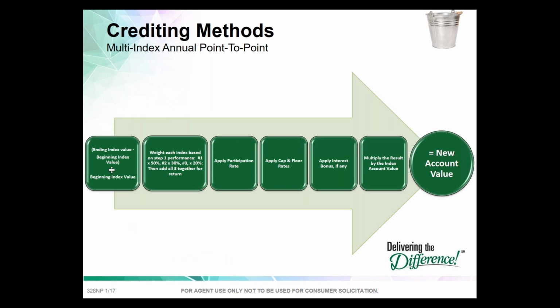And finally, I'm going to talk about the crediting method of the multi-index annual point-to-point. This one, again, measures a one-year period, the movement of an underlying index over a one-year point, but it looks at 3 different index selections and allocates them retroactively at the end: 50% of the funds essentially being allocated to the highest performing index, 30% to the second highest, and 20% retroactively to the third highest.